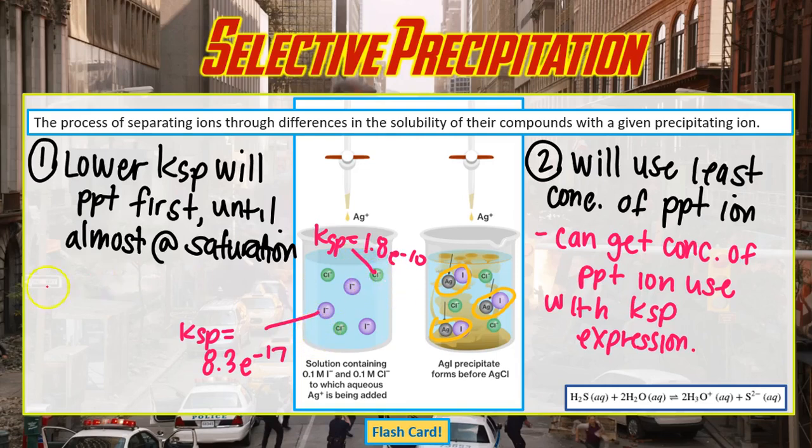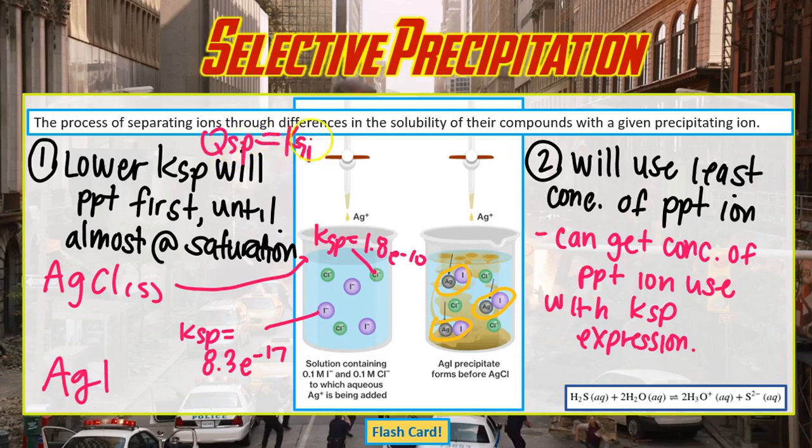So for Cl-, that means we're going to have AgCl formed. And the KSP for AgCl is 1.8 times 10 to the negative 10. Next, we have AgI that has the potential to be formed. And the KSP for AgI is 8.3 times 10 to the negative 17. And the pattern that we see is the one that has the lowest KSP will precipitate out first, usually until it's almost at saturation, meaning the QSP value is almost equal to the KSP value.